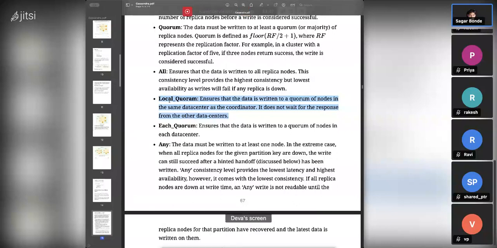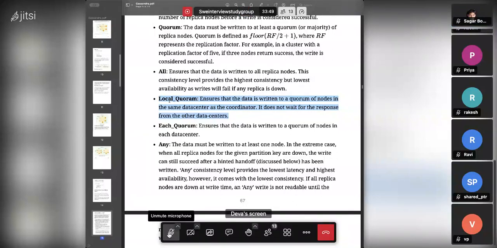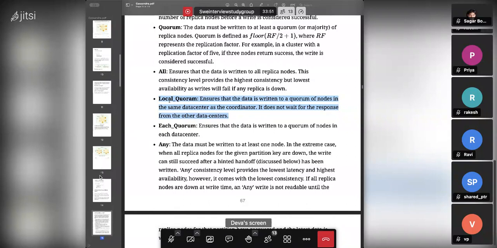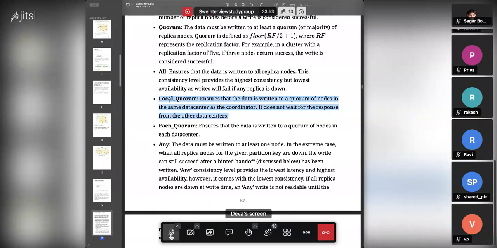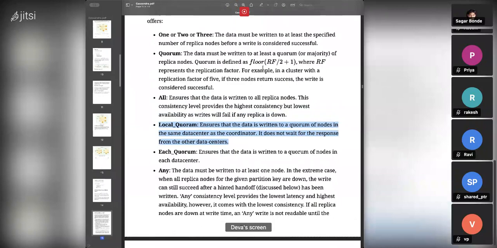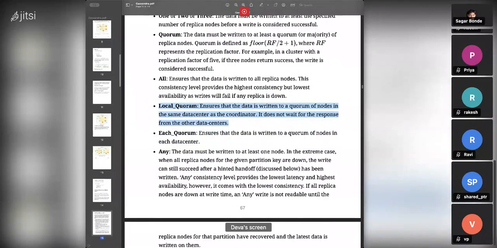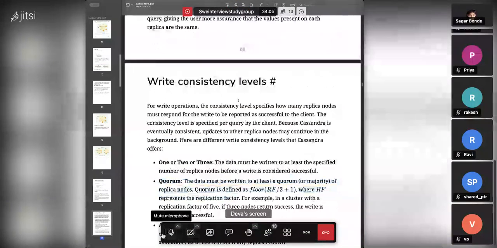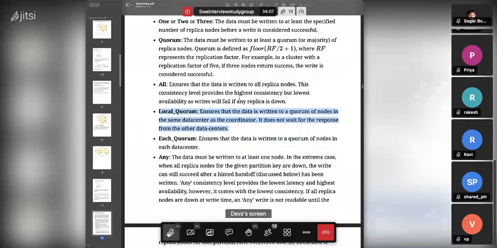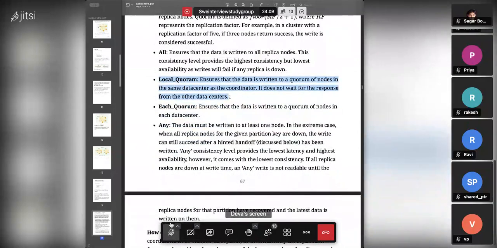Okay. But can I say that if the replication strategy is network topology, then only it is applicable? For simple, it will not be applicable, right? What do you mean by simple? I think so, yeah. We have two strategies: one is network topology and one is simple. Simple will probably look at only one data center.